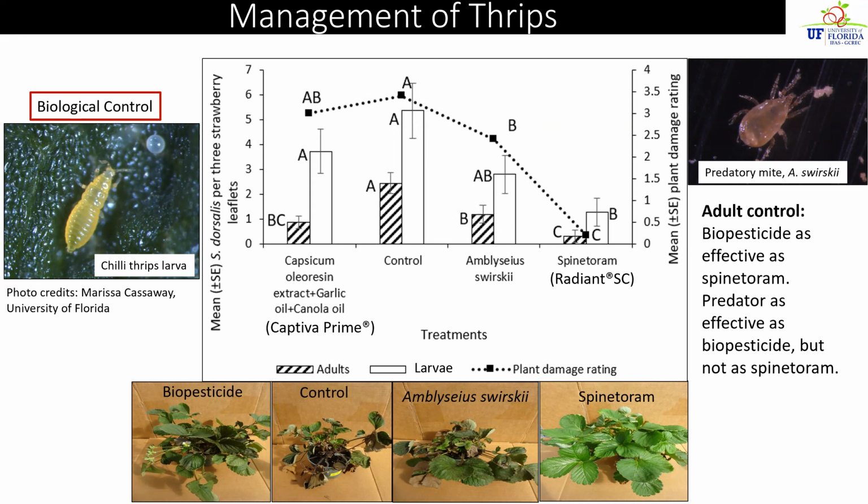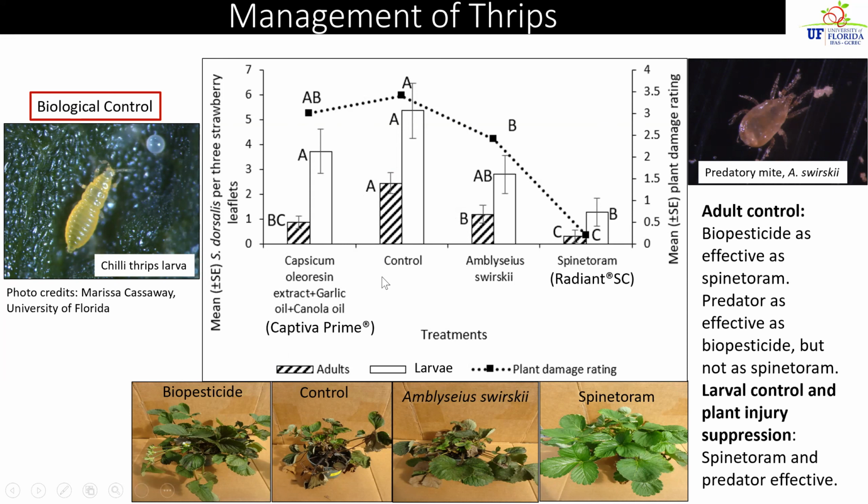The biopesticide was as effective as Radiant, which is spinetoram, in suppressing the adult chili thrips populations. The predator, Amblyseius swirskii, was as effective as the biopesticide in suppressing the adult thrips population, but not as effective as Radiant. The larval stages of chili thrips were controlled equally well by both Radiant and the predatory mite. However, the same could not be concluded for the biopesticide Captiva Prime.